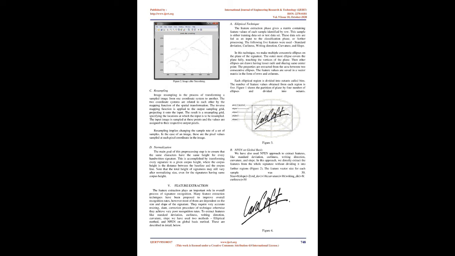Denormalization. The main goal of this pre-processing step is to ensure that the same characters have the same height for every handwritten signature. This is accomplished by transforming every signature to a given corpus height, where the corpus height is the distance between the baseline and the corpus line. Note that the total height of signatures may still vary after normalizing size, even for the signatures having the same corpus height.